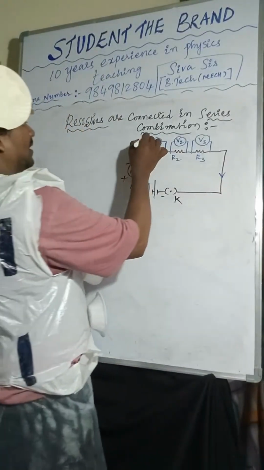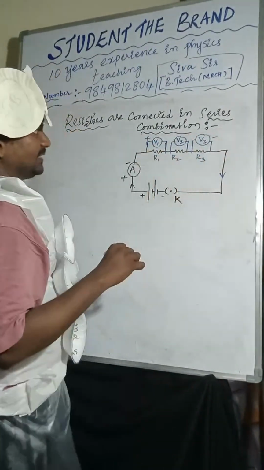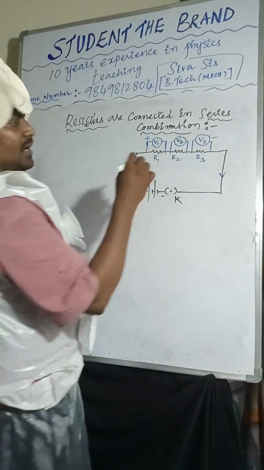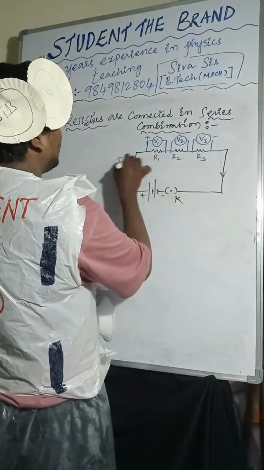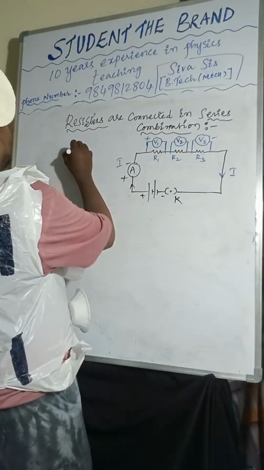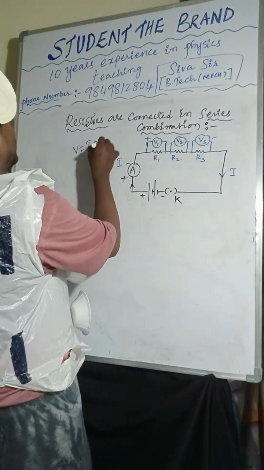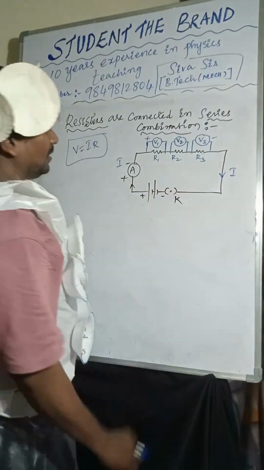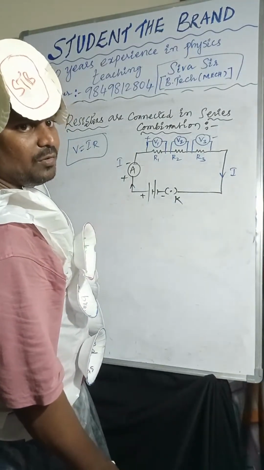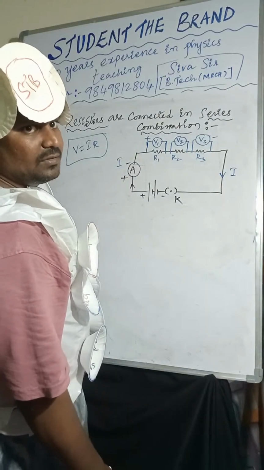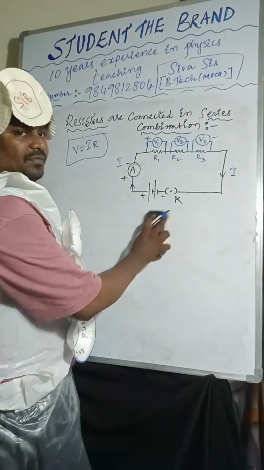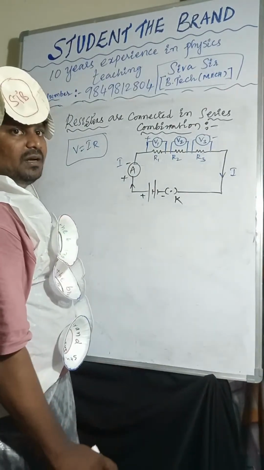Now you can observe this condition. Throughout the circuit, the current is the same. From Ohm's law, V equals IR. So we can take from that.